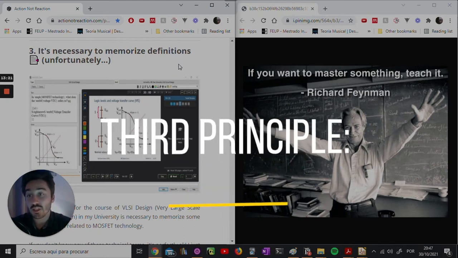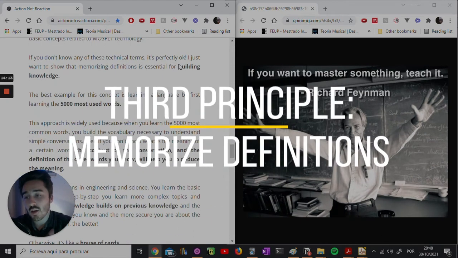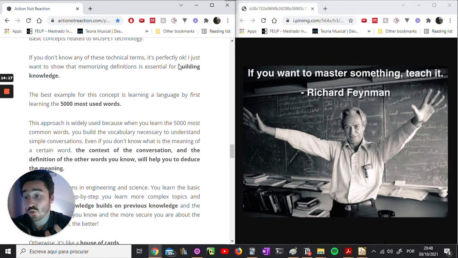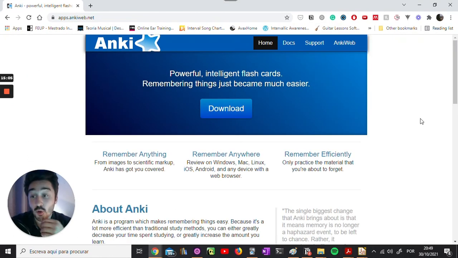The final point is you need to memorize a lot of definitions. Imagine you are learning a new language. A common first step in learning a new language is to memorize the 5,000 most used words. So, when you're reading a text and you don't know the meaning of every word, the most used words will help you to guide you and learn the context of the other words and the text. So, I hope I give you some guidelines on how to use Anki.